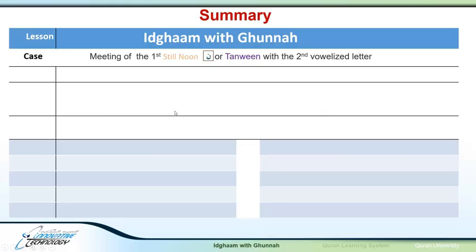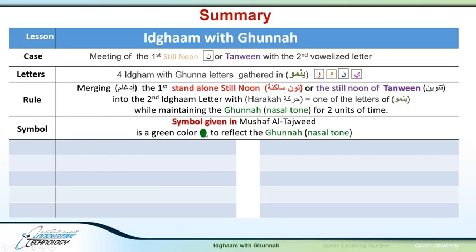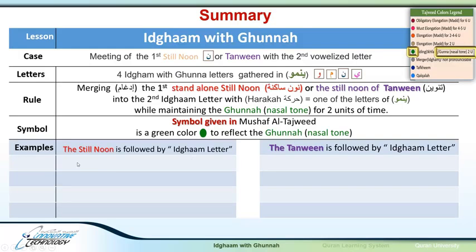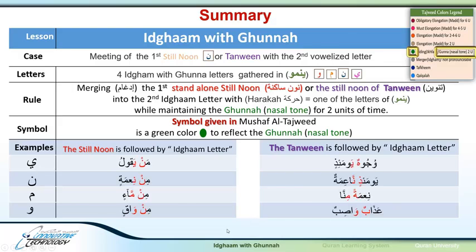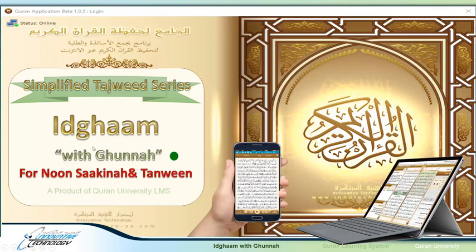Now we can summarize what we have learned into one page. We've said that the idgham with ghunna happens when there is the nun sakinah or tanween meeting a vowelized letter, one of those four letters. And the rule is to merge them together and maintain the ghunna. And the symbol given in Mushaf al-Tajweed is the green color for the ghunna. We've given examples for both, for the nun sakinah and for the tanween, for the ya, nun, mim, and waw, where we illustrated those examples in detail during the lesson. And with that quick summary, we conclude our lesson on idgham with ghunna for nun sakinah and tanween, which is reflected in Mushaf al-Tajweed by a green color reflecting the ghunna.